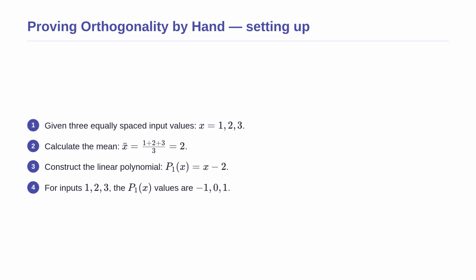Our first step is to calculate the mean of our x values. Adding 1, 2, and 3 gives 6, divided by 3 data points gives a mean of 2. Next, we find our linear polynomial by subtracting this mean from each x value. For our inputs 1, 2, and 3, subtracting 2 gives us the p1 values of -1, 0, and +1.